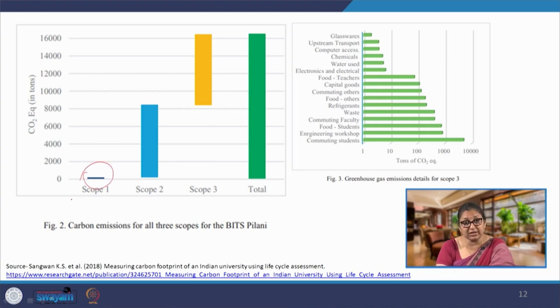It is a residential campus. So, the daily commute is significantly reduced for the staff, employees and the students of this campus, but the maximum amount is coming from scope 2. A large share is coming from scope 2, almost 50% of the total emissions, which is, where is it going?